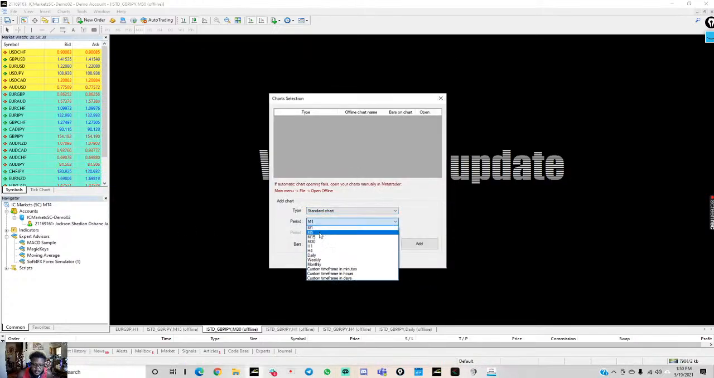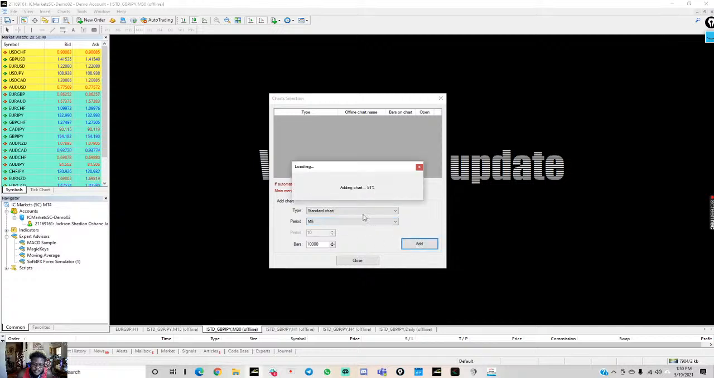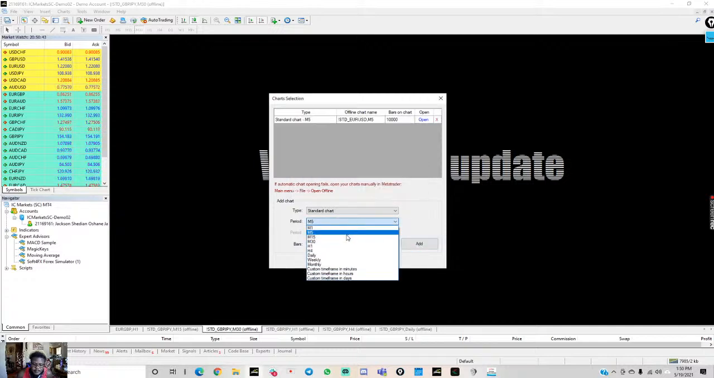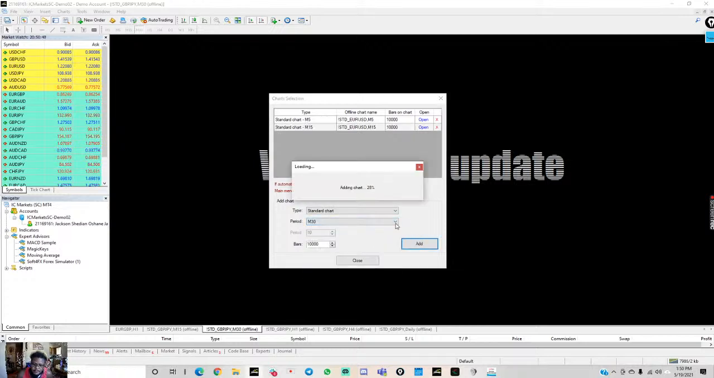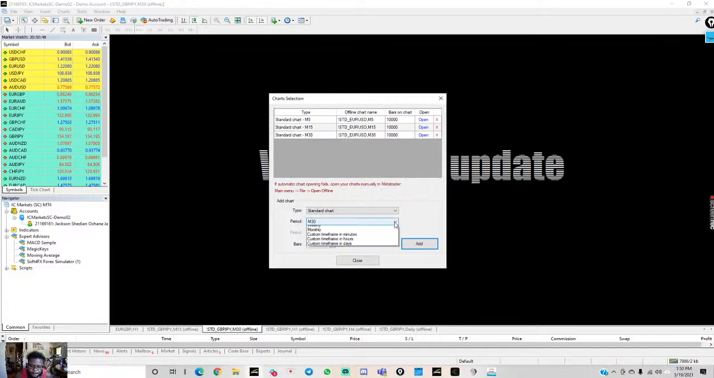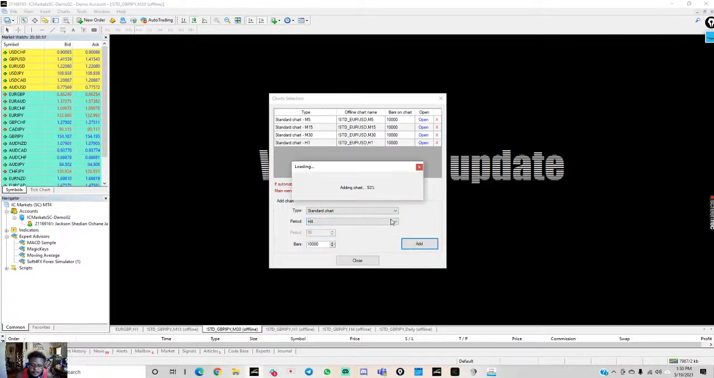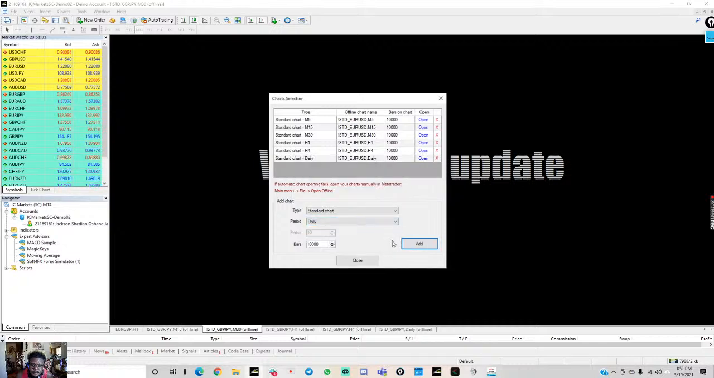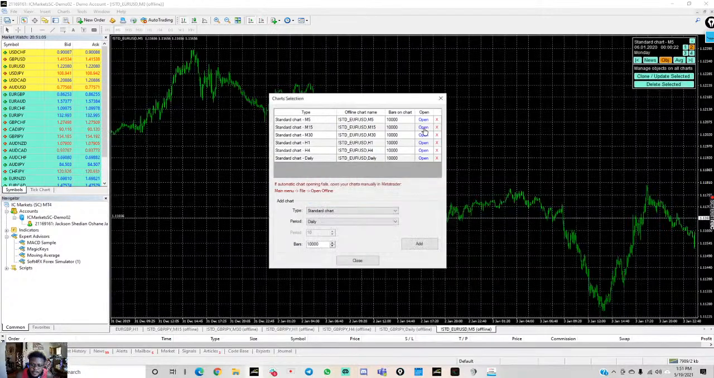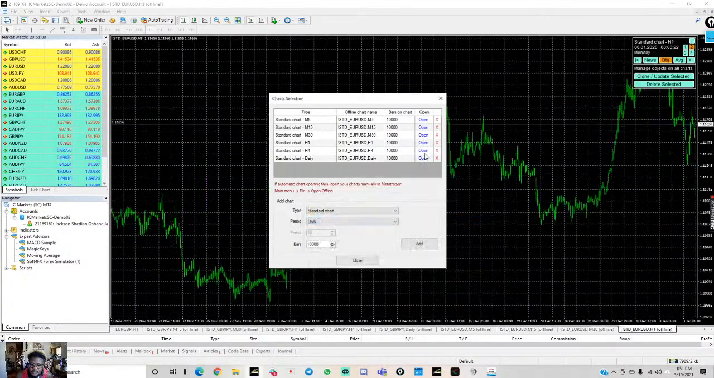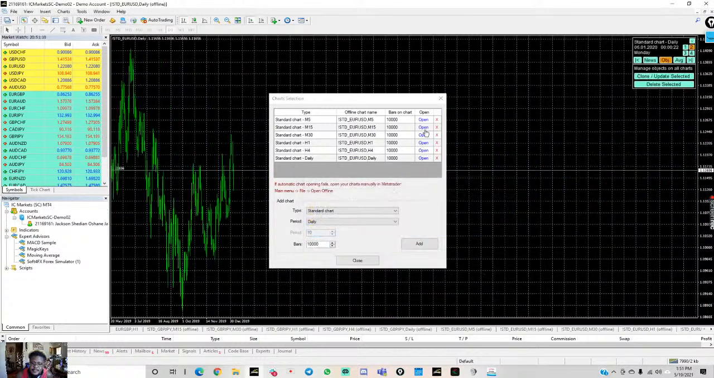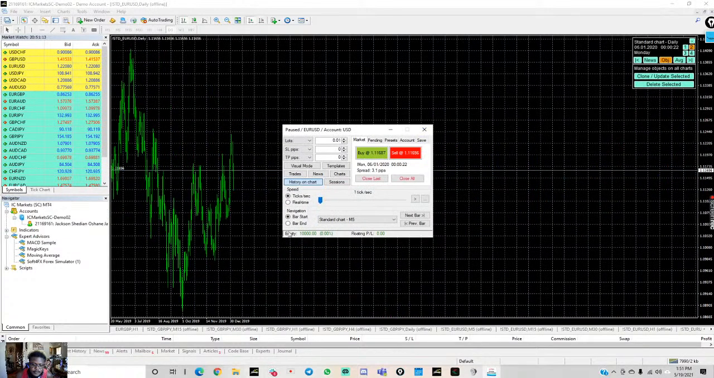Alright, so pretty much what I will be doing now is to load the different time frames on the chart. So I'm adding the 5-minute, the 15-minute, the 30-minute, the 1 hour, the 4 hour, and also the daily time frame. And I will be adding those time frames to the charts. Yes, so we are looking pretty good.